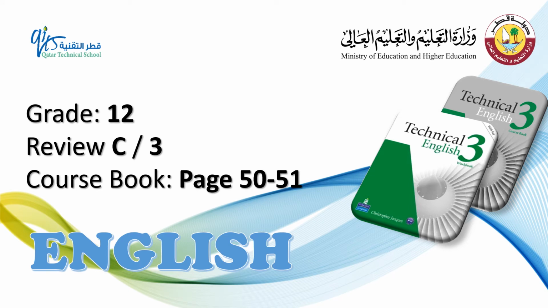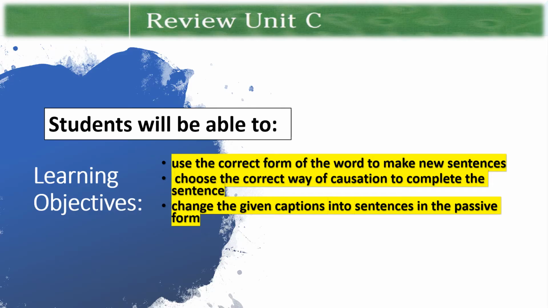Today's lesson is the last part of Review C, and we are going to study from pages 50 and 51 from your course books. So let's get started. In our learning objectives for today, students will be able to use the correct form of the word to make new sentences. Number 2, choose the correct way of causation to complete the sentence. And the last objective is to change the given captions into sentences in the passive form.